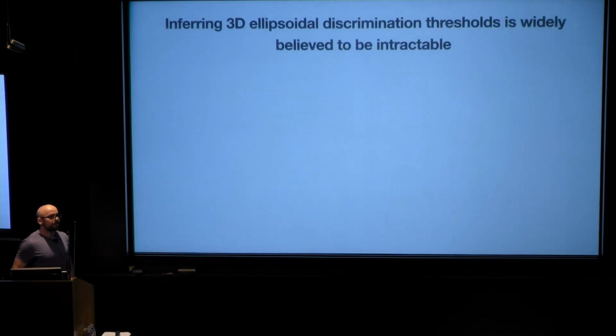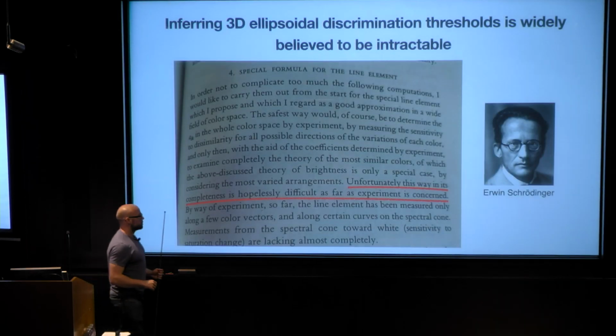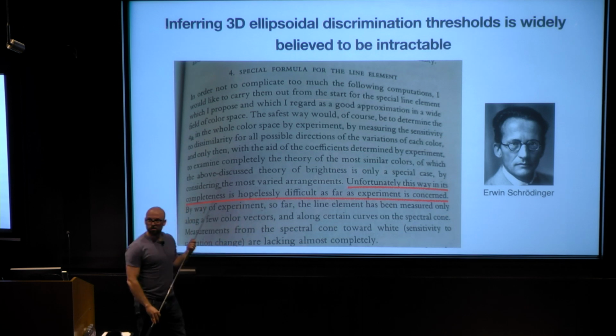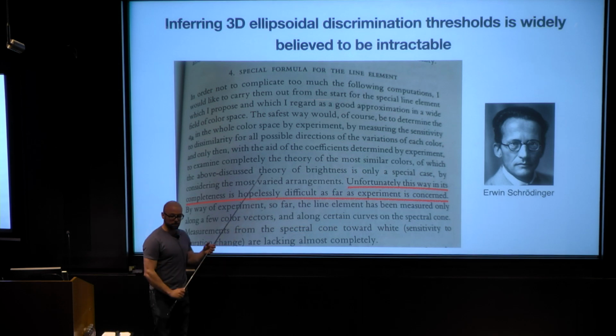Okay, and in fact, this is so hard that people have only done this through 2D slices of the color space. Nobody, to our knowledge, knows what this looks like in the full 3-dimensional color space because people think it's too hard. In fact, there's this really fun quote by Erwin Schrödinger, who studied this problem a lot. He was very interested in color discrimination, where he basically says this is completely hopeless, it's hopelessly difficult.